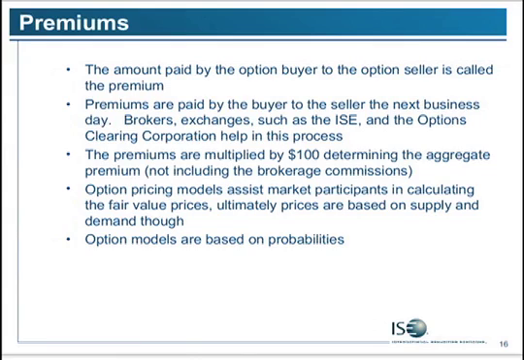Premiums are paid, as I said, by the buyer to the seller. Brokers, exchanges such as the ISE, and the Options Clearing Corp help facilitate that process. The premiums are multiplied by 100. So if you see a $1 premium, what you're doing is really transferring $100. So that's 1 times 100.